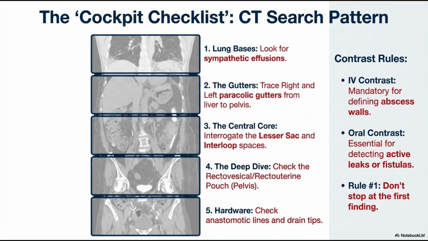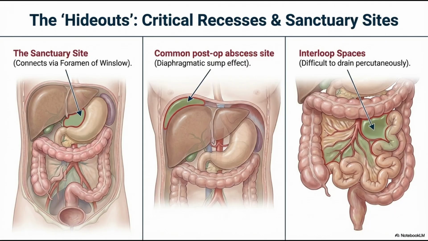Your eye just tends to skip over the space in between. You have to force yourself to look at that retrogastric space. If you miss a lesser sac abscess, the patient will rot while you treat them for pneumonia because you missed the source. That is a high-yield blind spot.